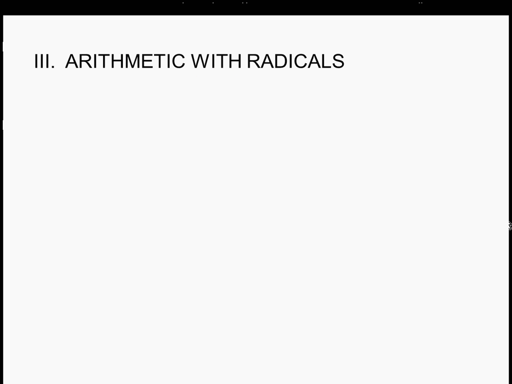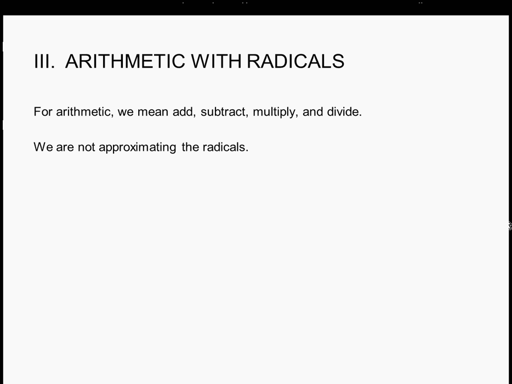Arithmetic with radicals. This is add, subtract, multiply, divide. So for the trick, we mean add, subtract, multiply, and divide. This is going to be like combining similar terms. We're not approximating the radicals, so again, resist the temptation to approximate. If you don't see the word approximate in the directions, or something about the number of decimal places to carry in your answer, you're not supposed to be approximating. You're supposed to be doing something else.